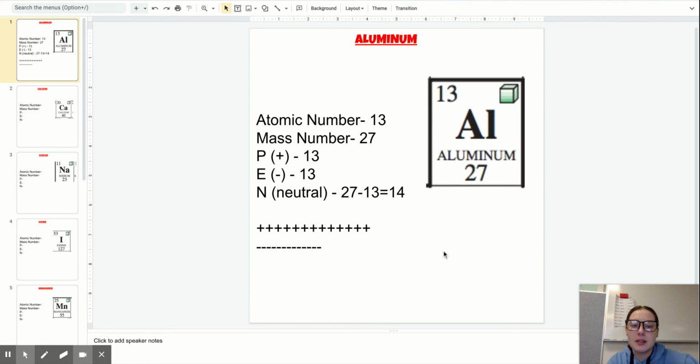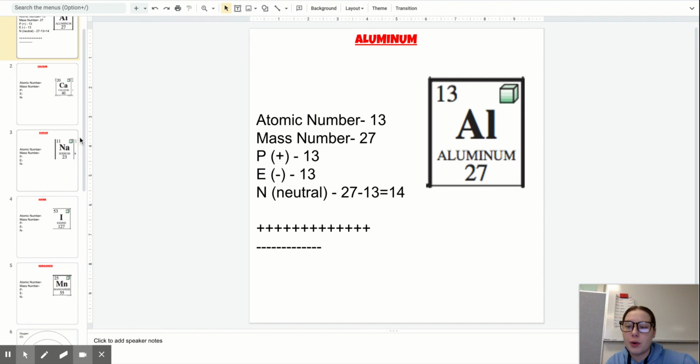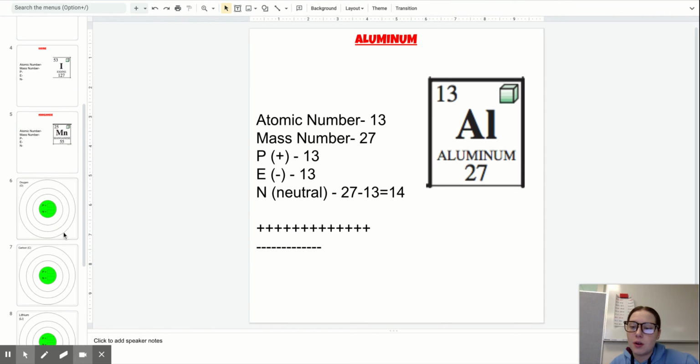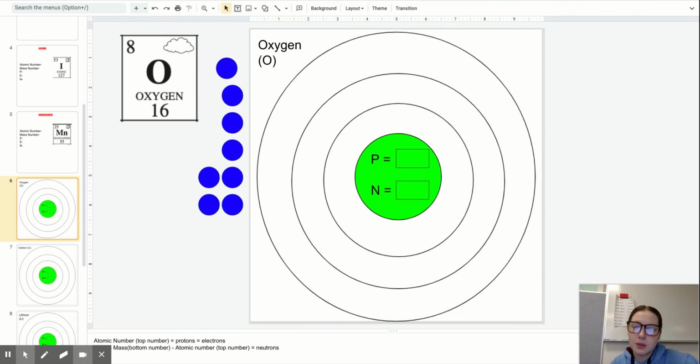All right, so that is just how to read the periodic table and read an element. So for each of the 4 examples, I would like you to finish those up. All right, and then today you're going to be also reviewing Bohr models. So this was something talked about in 6th grade as well.